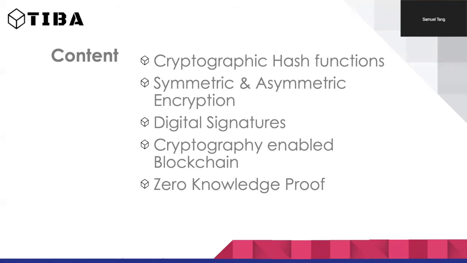There are 2 types of encryption: symmetric and asymmetric. We're going to talk about each one of them. And then there's digital signature. We're going to talk about how cryptography is used in blockchain. And lastly, we're going to go over some of the concepts of zero knowledge proof.